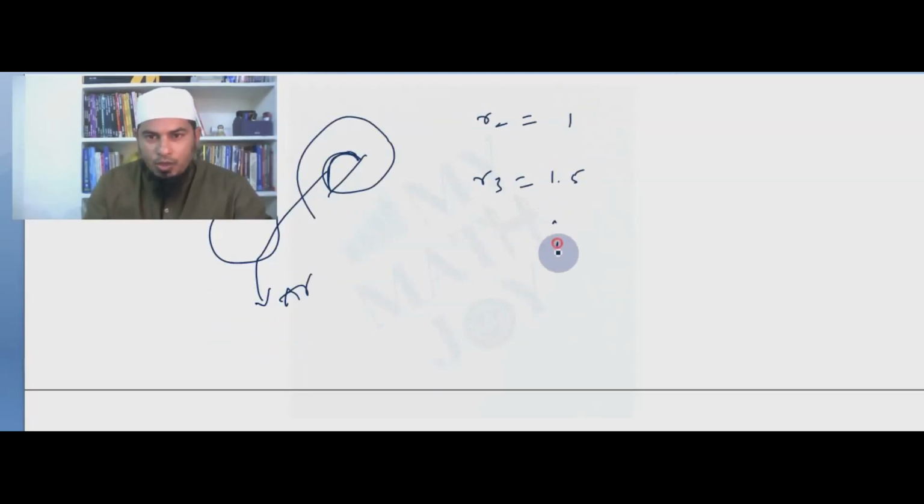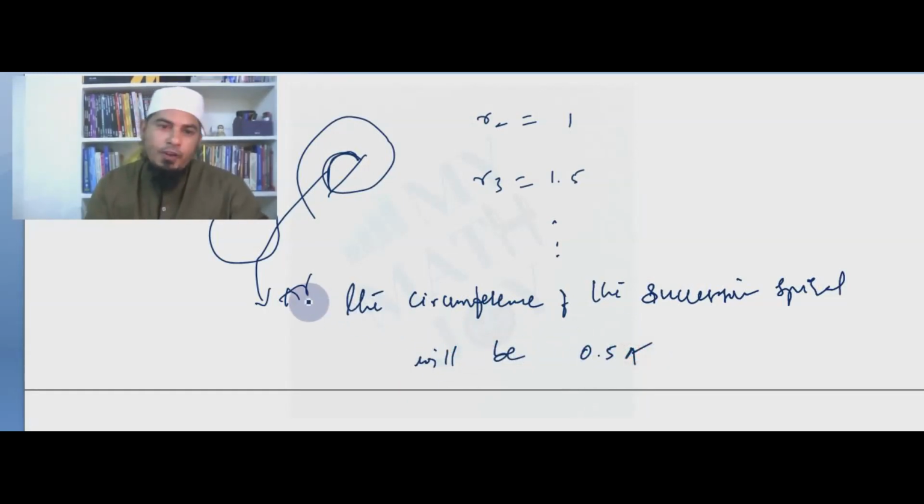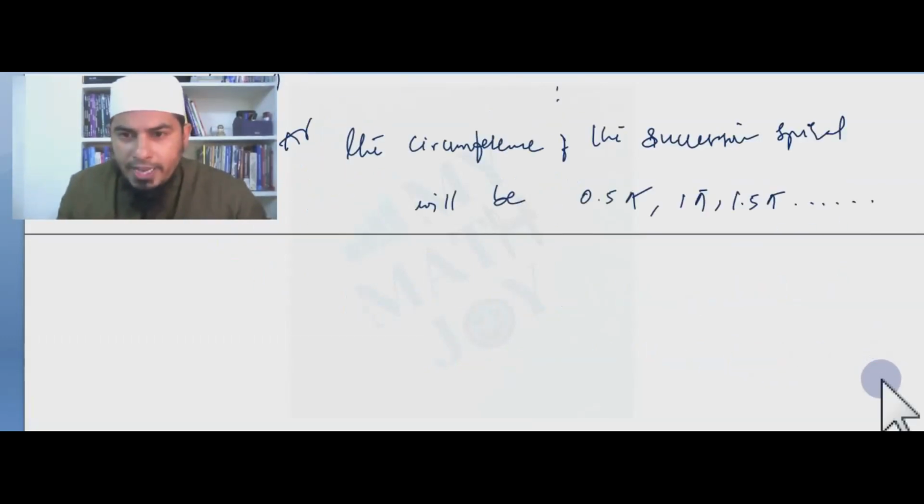Okay, so on. I'll write here a sentence which tells me that the circumferences of the successive semicircles of the spiral will be, initially 0.5 pi, because the formula is pi r, then 0.5 pi, 1 pi, 1.5 pi, and so on, so on. This is my spiral. Okay, let's move on.